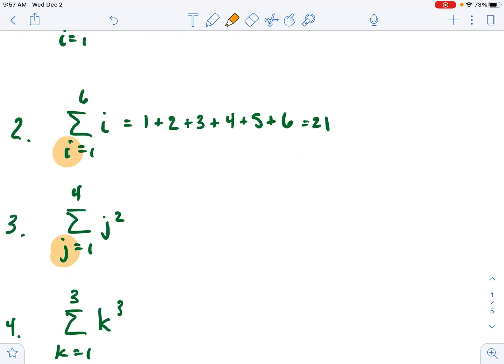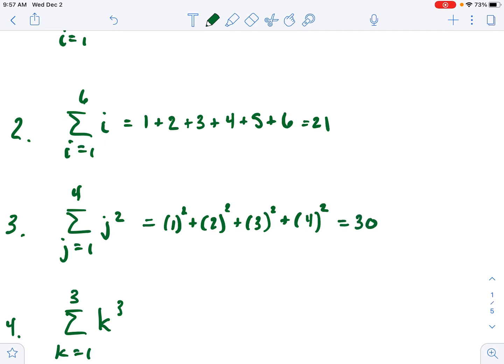Now, any letter can typically be used for these index variables. In this class, the most common letters are i, j, k, sometimes n, but typically i's, j's, and k's. Really, they can be anything, but just pay attention. Here we have the summation as j goes from 1 to 4 of j squared. So I'm going to sub 1 in and square it, plus 2 squared, 3 squared, finally 4 squared. Again, we could add that all up, and we would get 30 here.